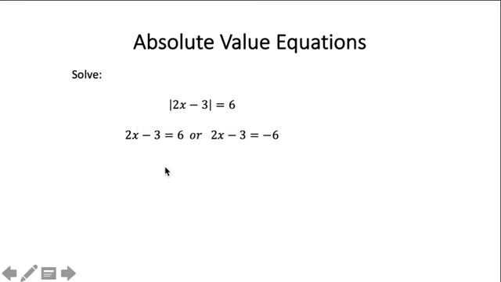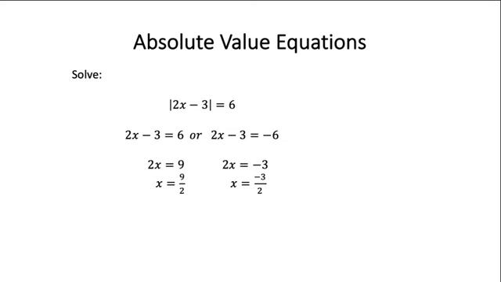I'll solve the left side first. So then 2x is equal to 9 when I add 3 to both sides, and then I'll divide by 2. x is equal to 9 halves. That's just one of my answers. I have another one that I'm going to get when I solve this equation. So 2x equals negative 3, and that means x equals negative 3 halves. So those are the two solutions to the absolute value equation.